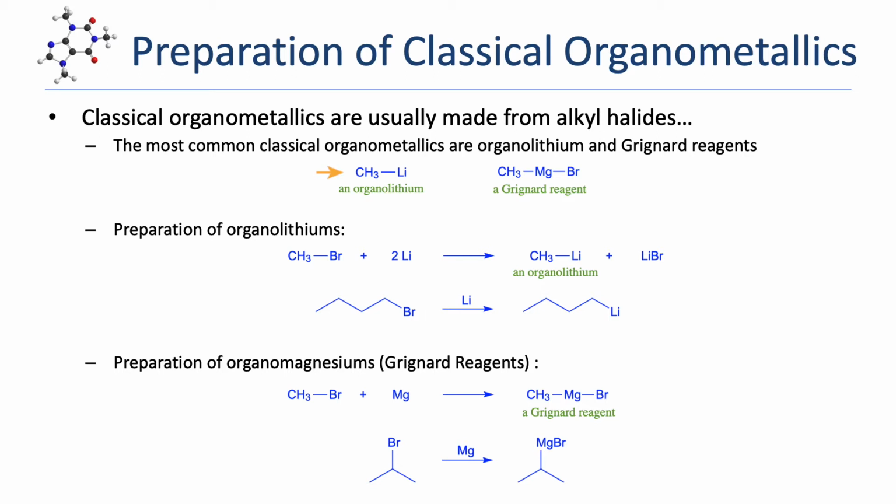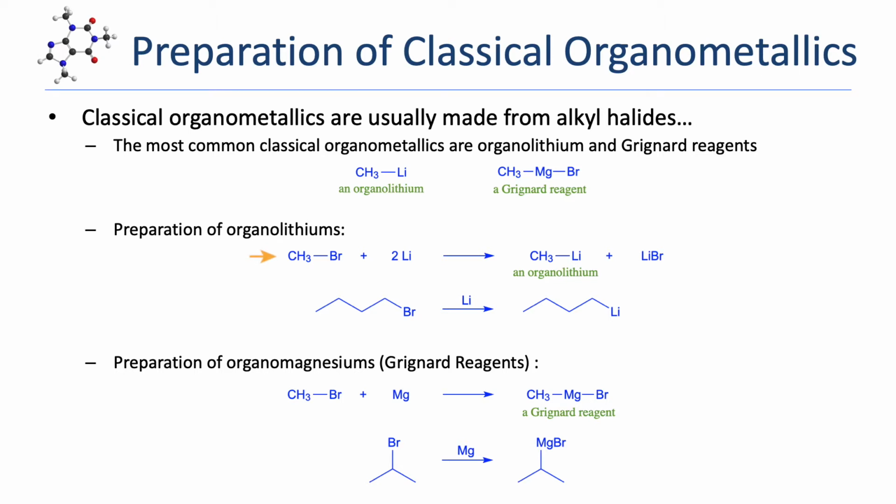Organolithiums have a carbon-lithium bond, and structurally have an alkyl or other organic group directly attached to the lithium. Organomagnesiums, or Grignard reagents, have a carbon-magnesium bond. Because magnesium is divalent, Grignard reagents have a magnesium bonded to both an alkyl group and a halide. Both types of classical organometallic are typically prepared by treating an alkyl halide with the appropriate metal.